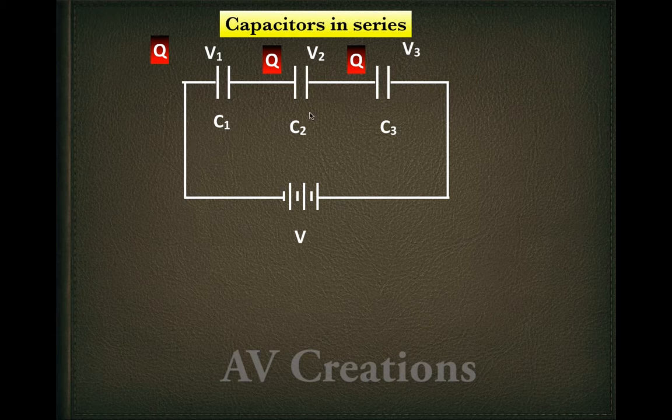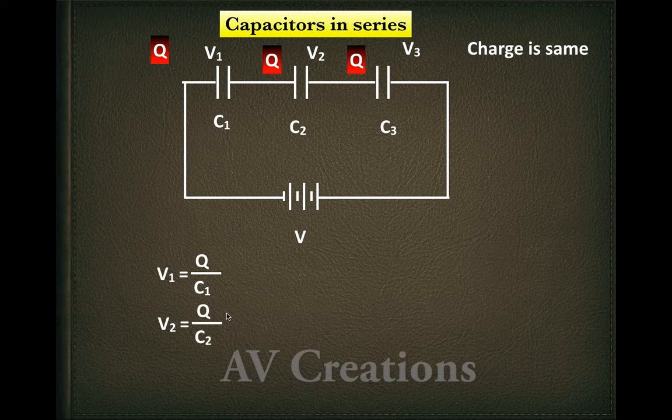Then how can we find the total potential? We need to add V1 plus V2 plus V3. Here the charge is the same and the expression for V1 is Q by C1. The expression for V2 is Q by C2 and the expression for V3 is Q by C3. And total potential V equals V1 plus V2 plus V3. Now we need to find the value of V.